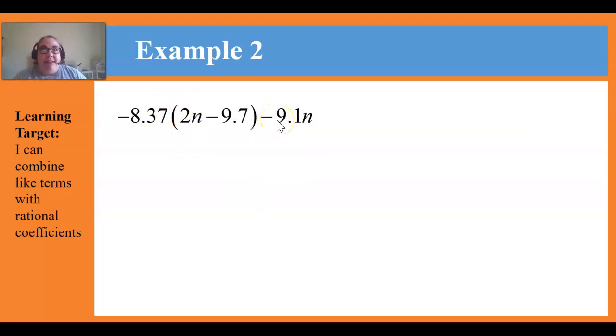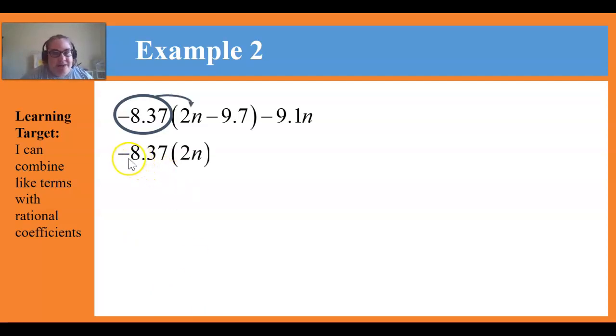Well, order of operations says I do multiplication before subtraction, so I am going to do this multiplication, and that means I'm going to distribute. So I'm going to distribute that negative 8.37. So the first thing I'm going to do is multiply that by the 2n. So here's writing it out, negative 8.37 times the 2n. The symbol inside the parentheses is a minus, so I'm going to write down that minus. And then I'm going to distribute the negative 8.37 by the 9.7. And there we go.